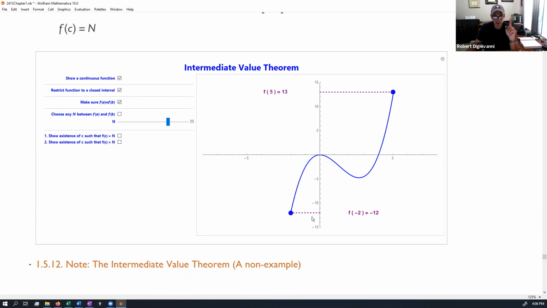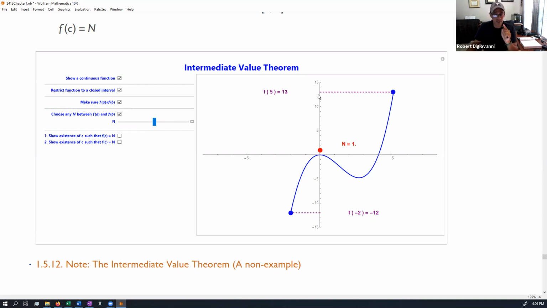The theorem says if we choose any n between those two outputs, so you pick any n you want that's between 13 and negative 12. Somebody tell me when to stop. Stop. Okay, right there. n is 1. So someone picked a value between the two outputs, negative 12 and 13.